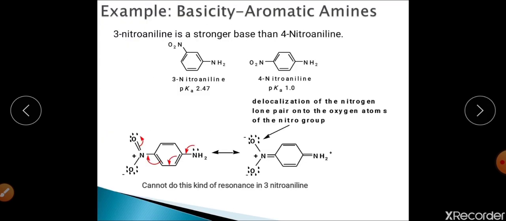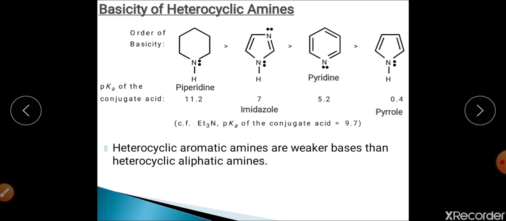When we compare the basicity of the heterocyclic systems, that is heterocyclic aliphatic and heterocyclic aromatic, at that time we can say that heterocyclic aromatic amines are weaker bases than heterocyclic aliphatic amines. So this is your heterocyclic aliphatic amine, and when we compare its basicity, we can say that this is a stronger base in comparison to this one, and this is a stronger base in comparison to this one, and this is the weakest base.